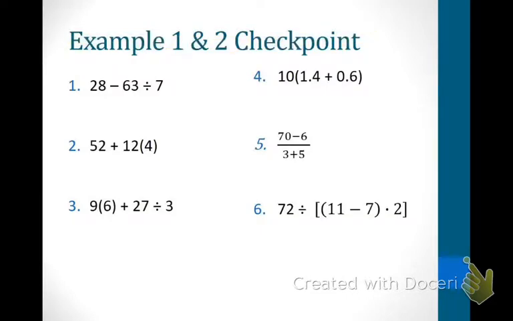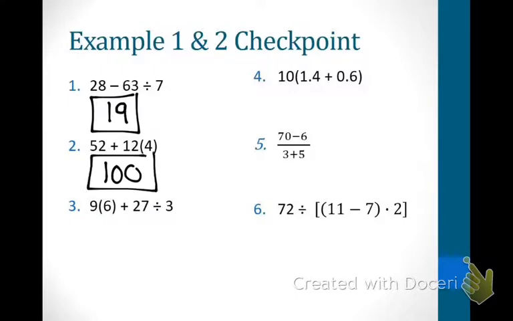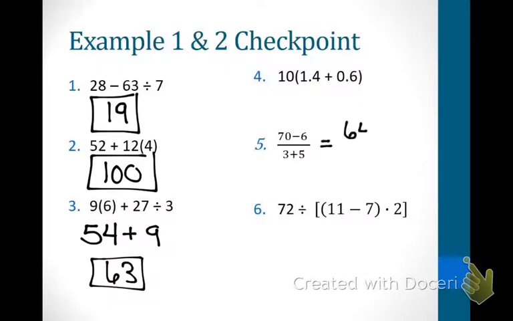Okay, so let's go through this. Number 1, what do we do first? Divide 63 and 7 to get 9. 28 minus 9 is 19. Number 2, I multiply first. 12 times 4 is 48. Add it, and I get 100. And then number 3, I have to multiply and divide each set of terms, and then I can add them together to get 63. So 9 times 6 is 54. 27 divided by 3 is 9. Add them, 63. Now up here, I add what's in parentheses to get 2.